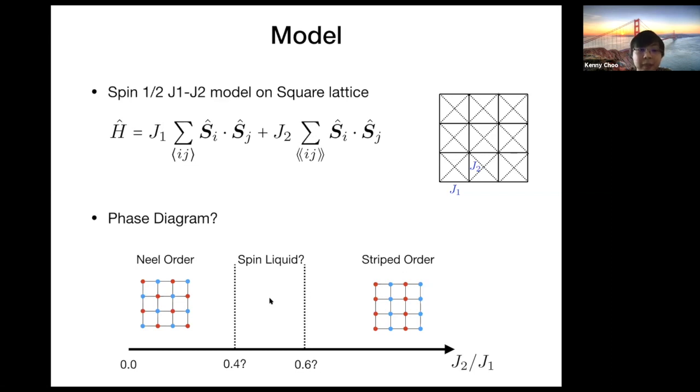This is a hard problem because there's a sign problem, so quantum Monte Carlo is not very helpful. And it's also in 2 dimensions, so DMRG is also not highly efficient. Okay, so there has been a lot of computational work on this model.